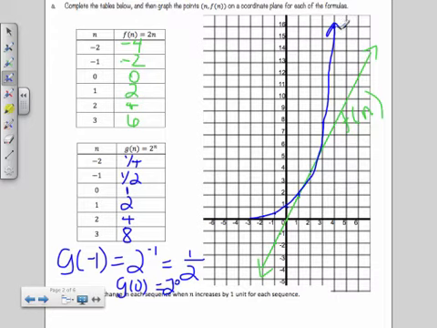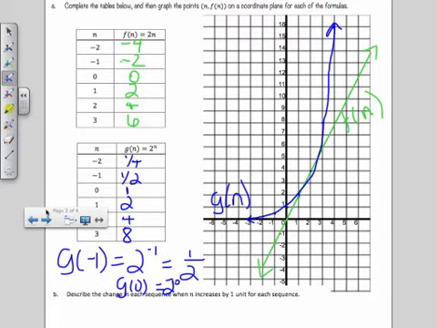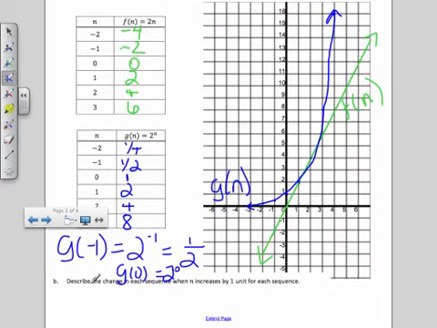And of course, it should be a more gradual curve, okay? So then this right here would be g of n. Now question B says: Describe the change in each sequence when n increases by 1 unit for each sequence.